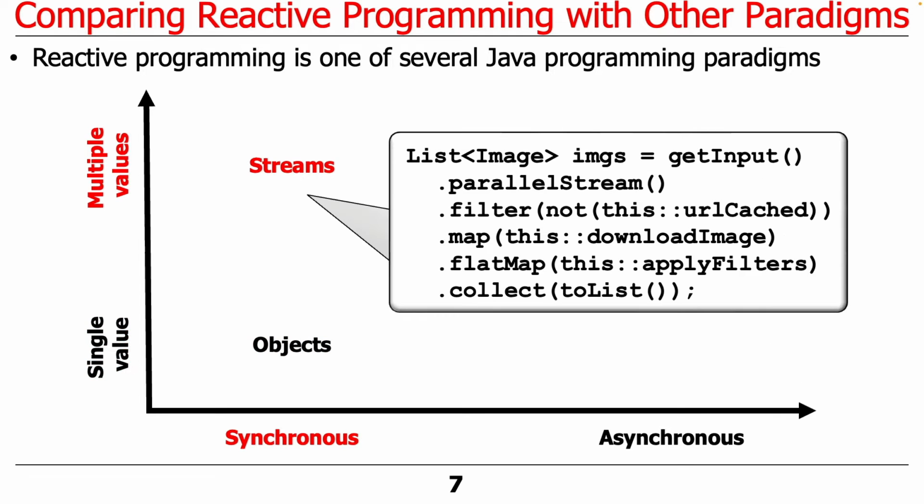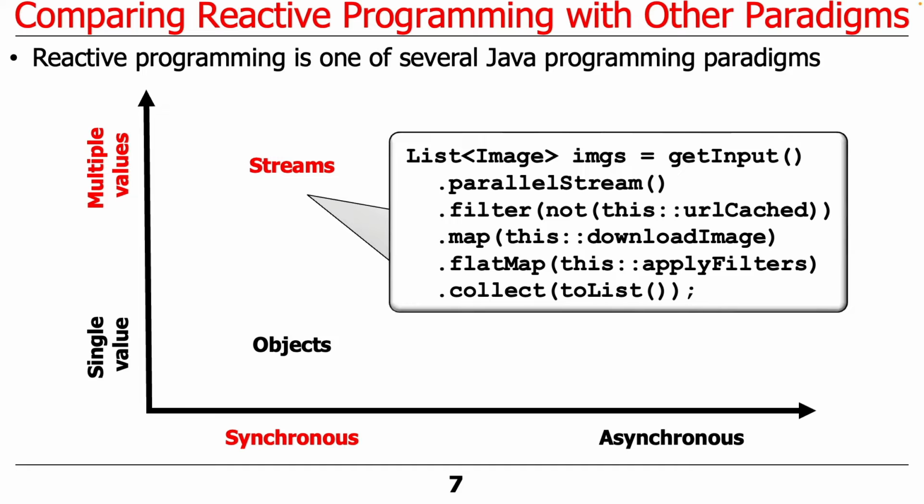With 2014's release of Java 8, we got the first turn of the crank with modern Java, and that's the streams approach. And in this particular case, we've seen this example before. We're going to use something that's going to download a bunch of images that are not cached, apply filters to those images, and then collect the results into a list.